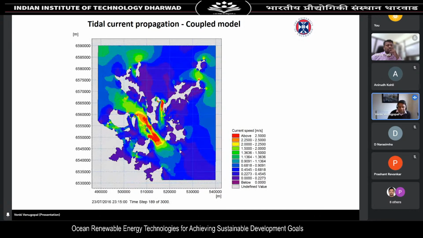And here is another snapshot showing, over a very large area, you see consistently a current speed of 2.5 meters per second. That's what you need so that you can put hundreds of devices in this area. And I'm going to skip this again.